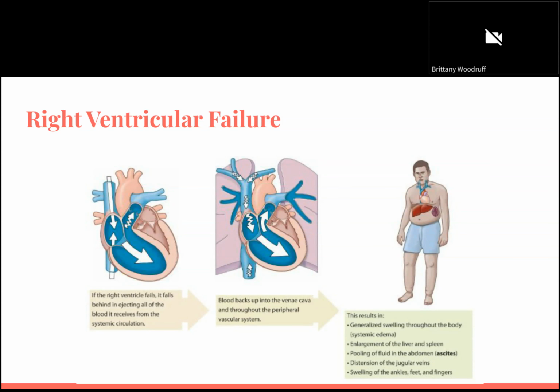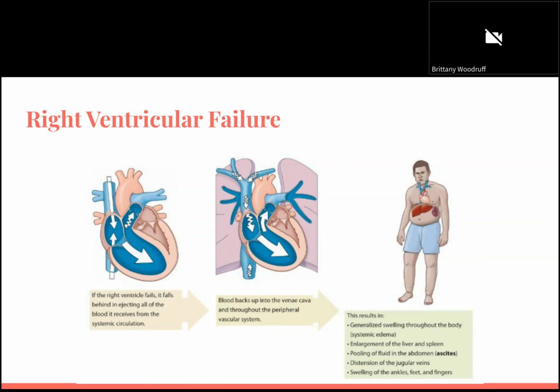So what happens is you're going to get symptoms throughout your body. You're going to see generalized swelling, aka systemic edema. You're going to see enlargement of your liver and spleen because that fluid is backing up to your liver and your spleen. You're going to see pooling of the fluid in the abdomen, aka ascites. You've heard of JVD, jugular venous distension. And then swelling of your ankles, feet, and fingers. So things that impact your body because it is backing up into your vena cava.